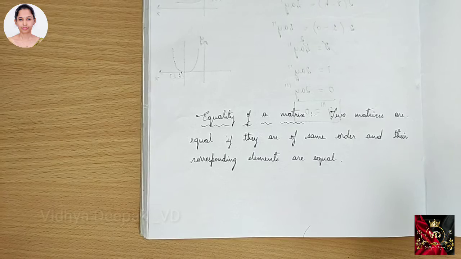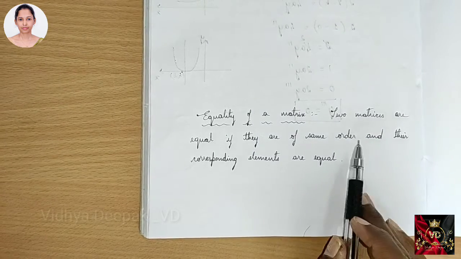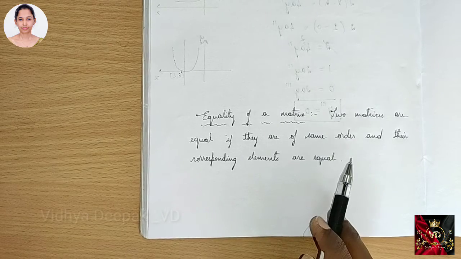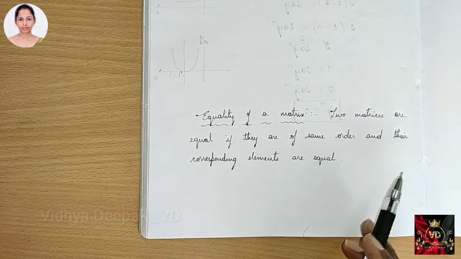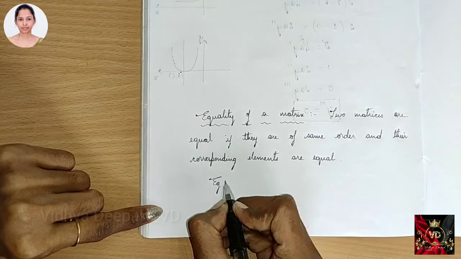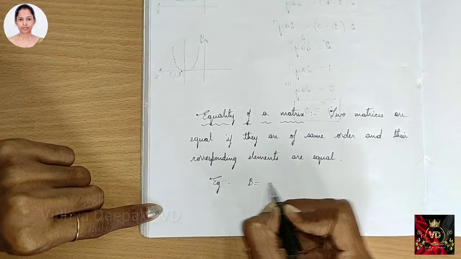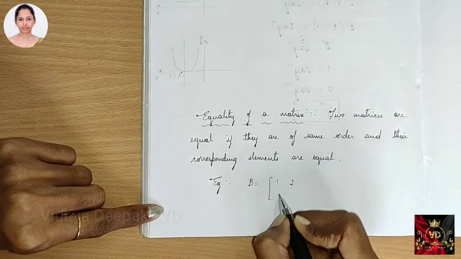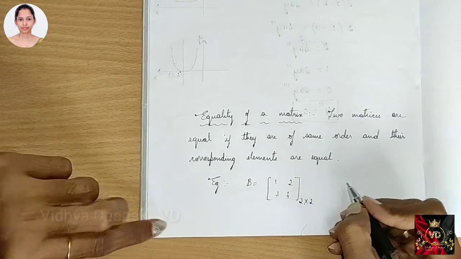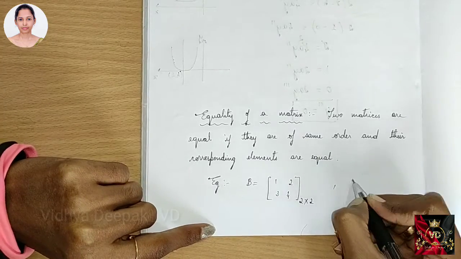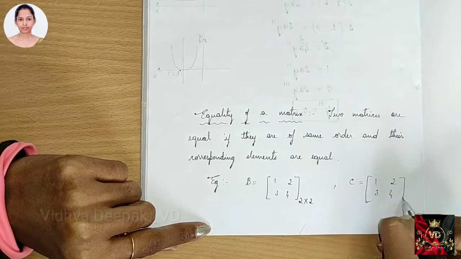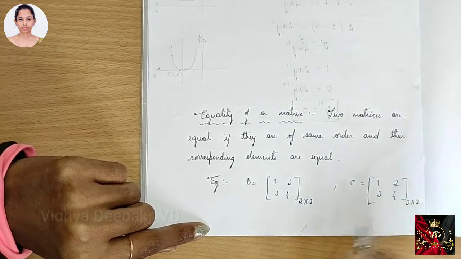Let's see what is equality of a matrix. Two matrices are said to be equal if they are of the same order and their corresponding elements are equal. So we'll understand this better using an example. So we'll take, say, 1, 2, 3, 4. This is a 2 cross 2 matrix. If this has to be equal to matrix C, say, I'll take one more matrix of 2 cross 2 order.